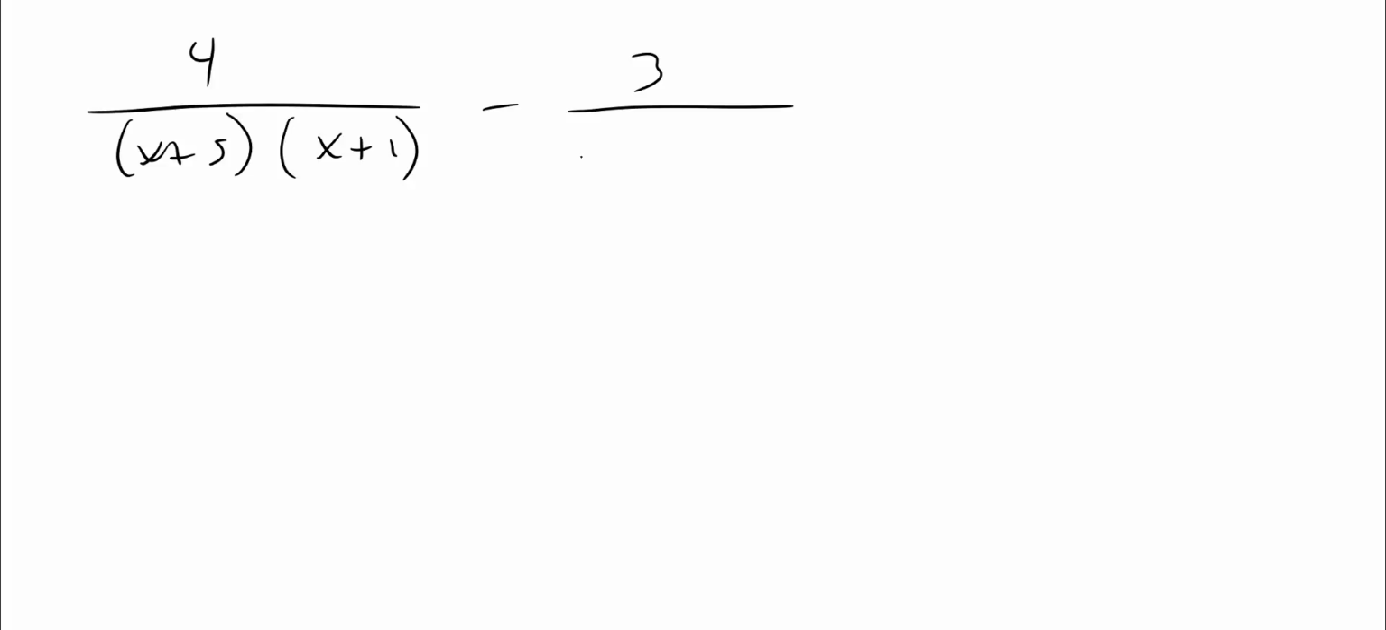Okay, so for the last problem, it looks a little scary, but it's 4 over x plus 5 times x plus 1 minus 3 over x plus 4 times x plus 1. So if you look, they both have x plus 1, but this one on the left has an x plus 5, and the one on the right has an x plus 4.